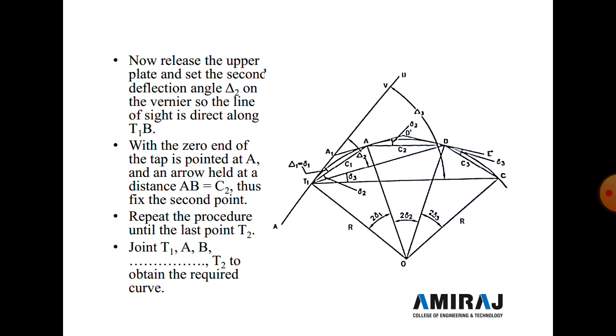Now release the upper plate and set out the second deflection angle delta 2 on the vernier. So find out the side T1B and mark the point B on the ground with the 0 end of the tape at point A, where AB is equal to C2. So repeat the procedure until the last point, up to T2. In short, at the end of the curve this procedure is repeated, and join all the points T1, A, B, C, D up to the T2 point.